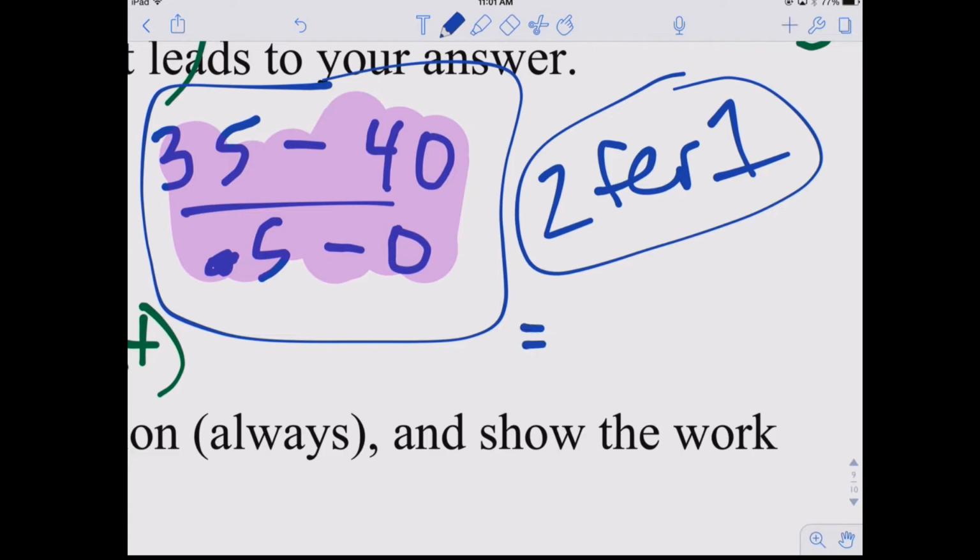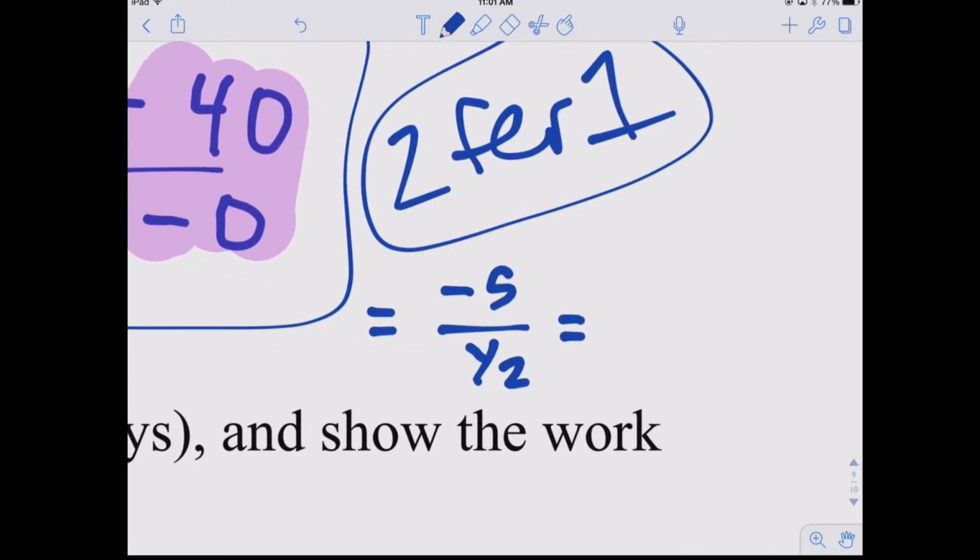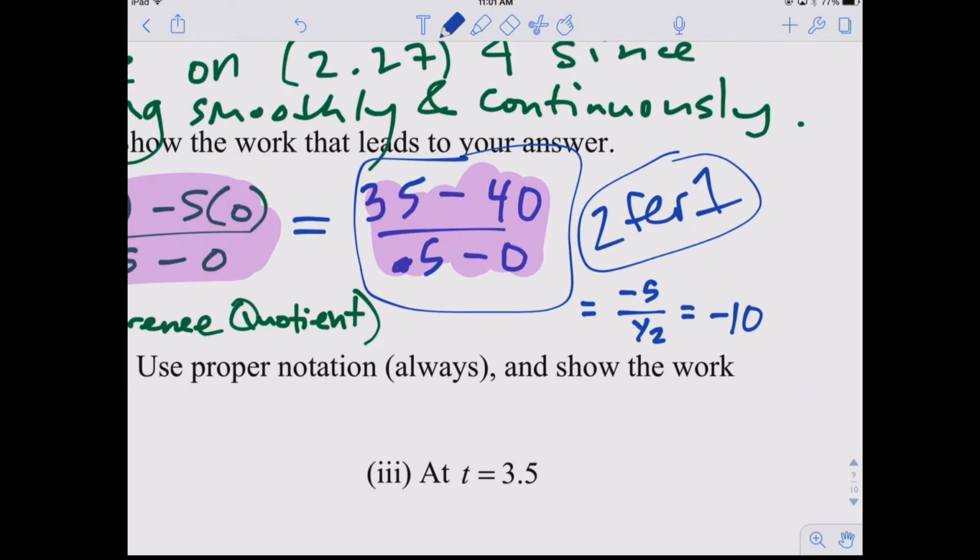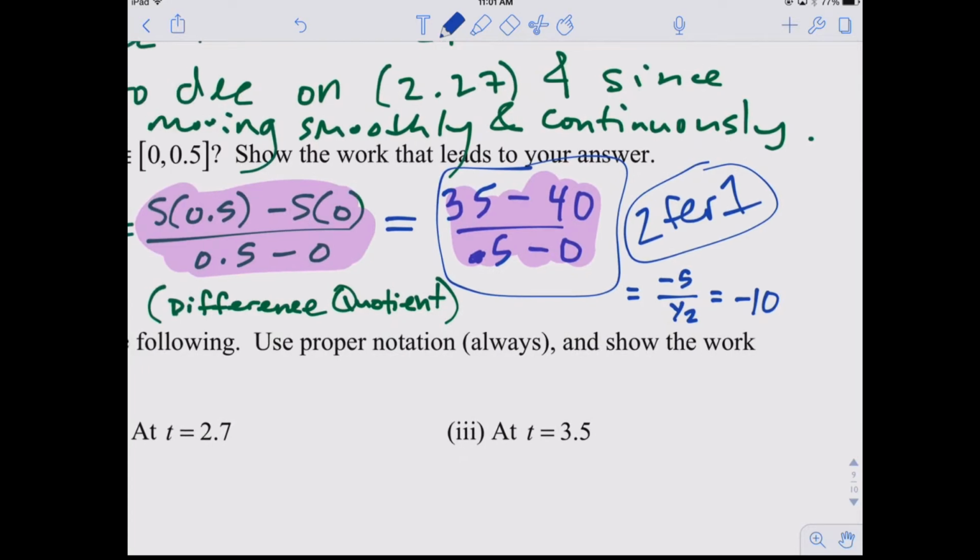Now let's proceed in case this happens to show up on a multiple choice question. Without a calculator, 35 minus 40 is negative 5. 0.5 minus 0 is 0.5, also known as 1/2, which dividing by a half is the same as multiplying by 2, and we get negative 10. And again, there's no units there, so you don't even have to add units of distance over units of time. Just leave it. No units.